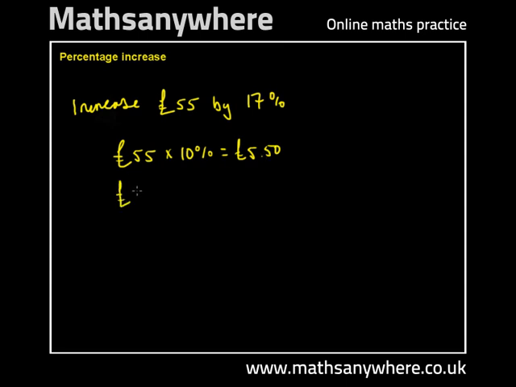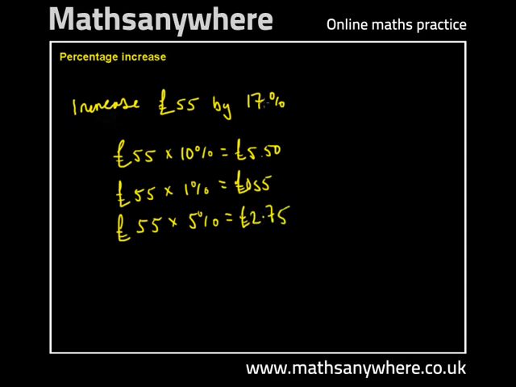Using similar logic, £55 times 1% is 55 pence, £0.55. You could also say that half of 10% is 5%, so 55 multiplied by 5% is half of £5.50, which equals £2.75.